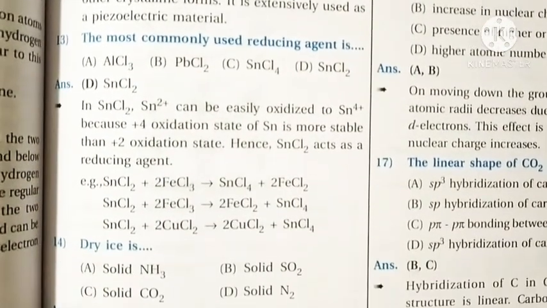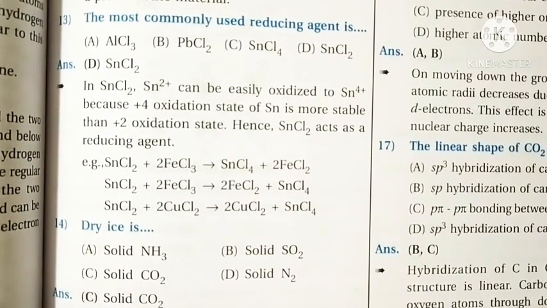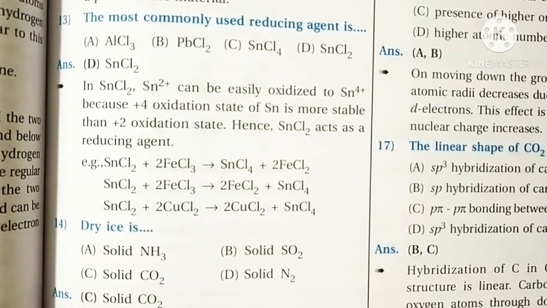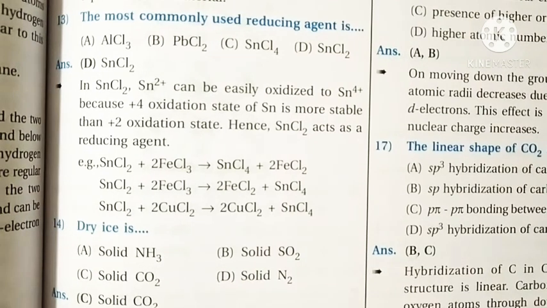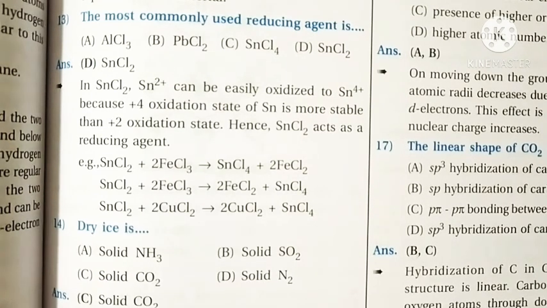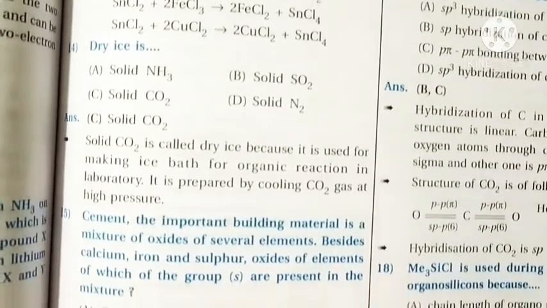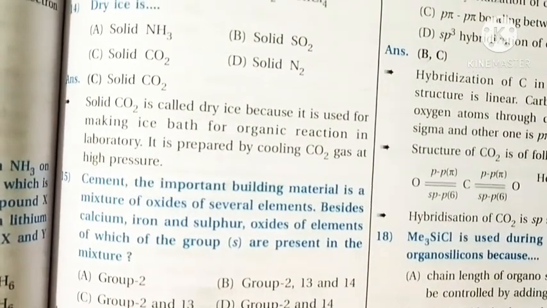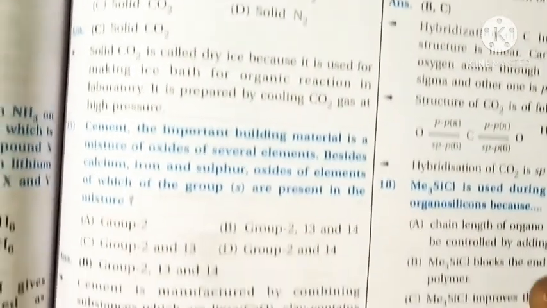The most commonly used reducing agent, we know that SnCl2 is the most common reducing agent, because reducing agent means they reduce the other and oxidize themselves. So Sn, there is a probability from Sn plus 2 to Sn plus 4. That's why SnCl2 acts as a reducing agent. Dry ice, we know that dry ice is solid carbon dioxide.